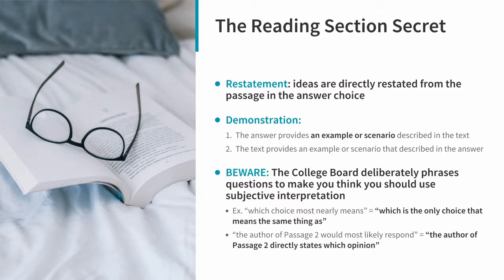So I listed some examples here. For example, if it says which choice most nearly means, you want to think of it as which is the only choice that means the same thing as, right? Very, very black and white. The author of passage 2 would most likely respond: you would want to think of it as the author of passage 2 directly states which opinion, right? All evidence should be able to be found in the passage.